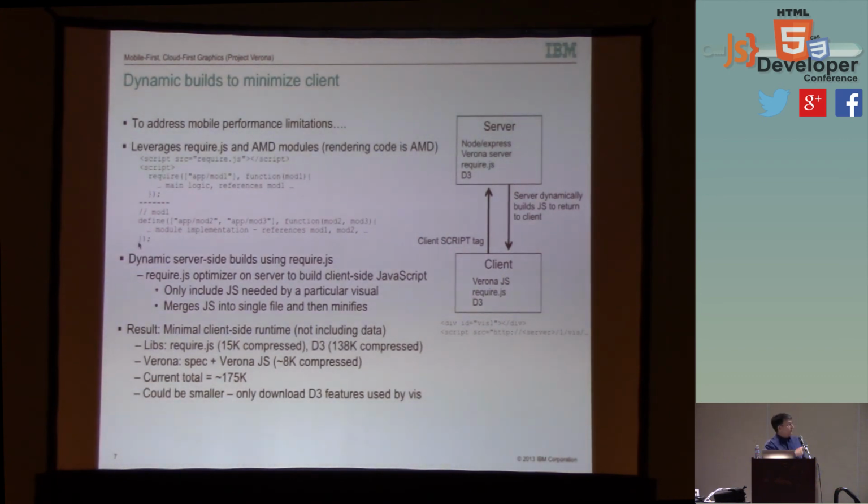So what we're doing in Verona, if you go down to the middle of the slide, is we're building the client code dynamically on demand. We run the Require.js optimizer on the Verona server, and we build a single file which has all the JavaScript needed by a particular visual. And it's a single minified file.